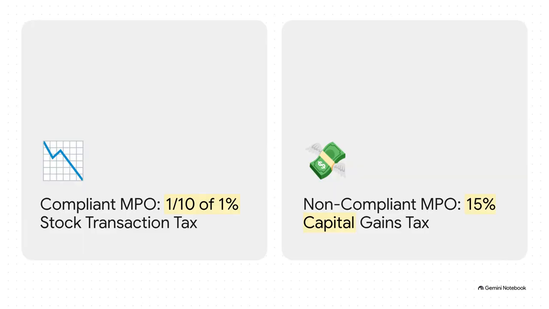Now watch out for this sneaky board exam twist, the minimum public ownership, or MPO trap. A company might technically be publicly listed, but if their public float drops below the mandatory 10% minimum, they're officially non-compliant. If you sell shares of a non-compliant publicly listed company, you don't get that nice low STT. Nope. Instead, you get slapped with the brutal 15% capital gains tax, exactly as if the shares were unlisted. Always check for MPO compliance in those word problems.